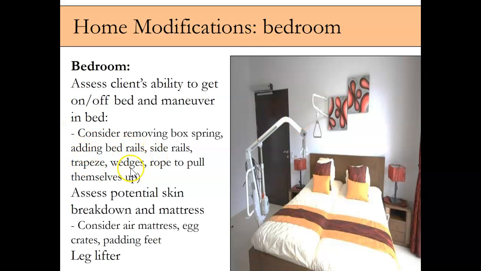Side rails, wedges, rope. We talked about the rope down here to pull somebody up, sitting up. Skin issues is a big thing around a bed. Egg crate mattresses, air mattresses. Medicare pays for those if they're starting to have skin issues. Even the backs of their feet. They have little pads for feet, since there can be skin breakdowns. The leg lifter. Talked about that. You can use a gait belt with that. A good sturdy belt. A towel.